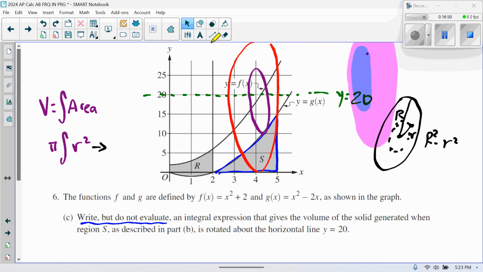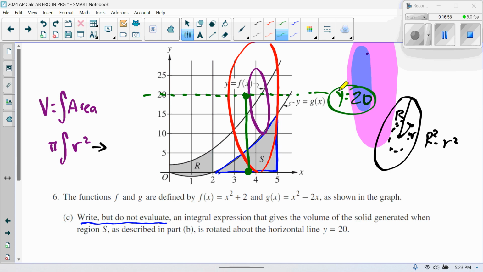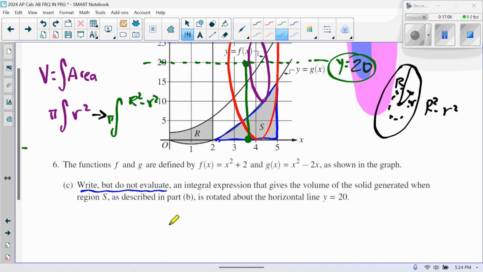The bigger radius goes from 20 right to the bottom. That is a complete distance of 20. Y equals 20. So my bigger radius, when I'm integrating, pi times the bigger radius squared minus the smaller radius squared. Pi. My bigger radius is 20. Minus, this is the big R.